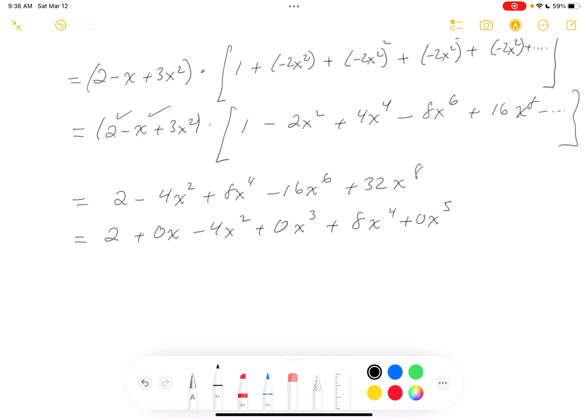Let's see. I'm losing track. Minus 16x to the 6th plus 32. Oh, by the way, this goes on. It's a problem, though. But all right, 32x to the 8th. All right, I'm going to erase what's above it. I'm just going to put plus dot, dot, dot now, because it doesn't matter what the term is, plus or minus, it doesn't really matter. All right, let's do the next one.